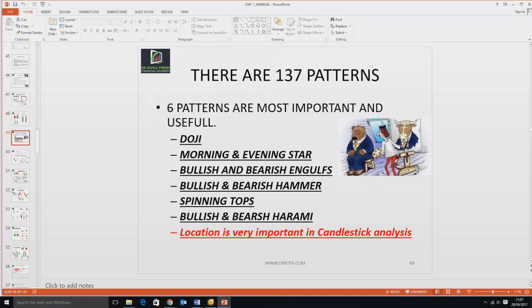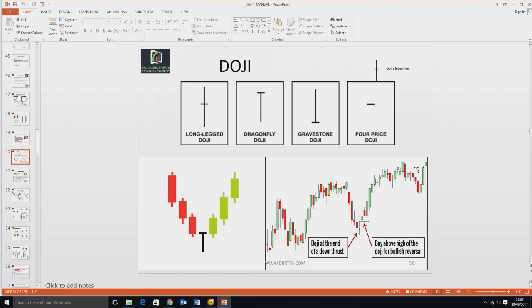So that's how you differentiate between green and the red candlesticks. As we know, there are 137 patterns, but we are actually just concentrating on our main 6 patterns. What are those? First is doji. What is doji? It's basically indecision, where the buyers and sellers have the equal force. Means the price could go to any point, whether up or down. So it's a reversal pattern.